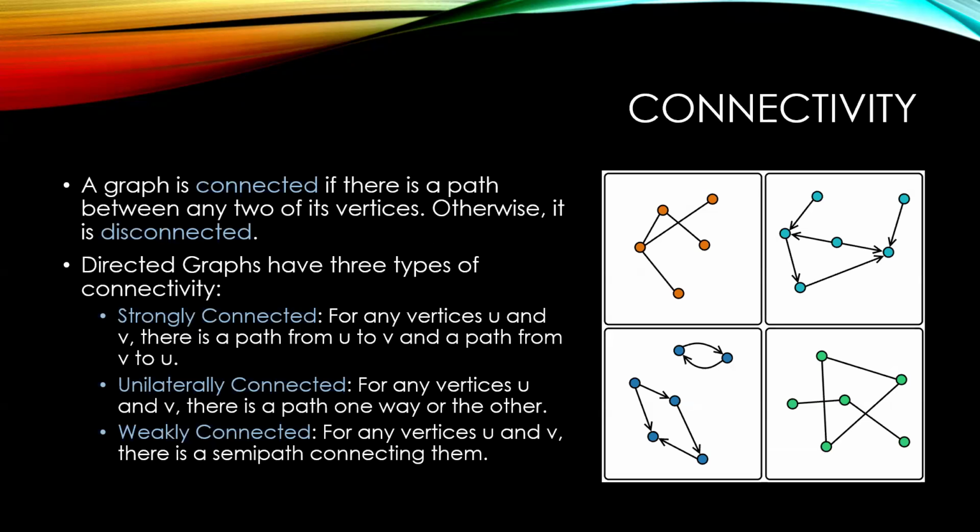Let's talk about connectivity. A graph is connected if there's a path between any two of its vertices. Otherwise, we would say it is disconnected. Directed graphs have 3 types of connectivity. We have strongly connected. That means for any vertices U and V, there's a path from U to V and a path from V to U. So if we can go back and forth between any 2 points, it's strongly connected. Unilaterally connected means for any vertices U and V, there's a path one way or the other. Maybe not both, but there's a path from one to the other. We then have weakly connected, which means for any vertices U and V, there is a semi-path connecting them.